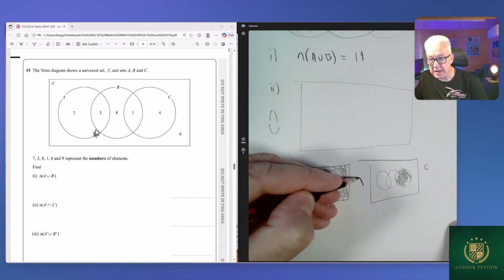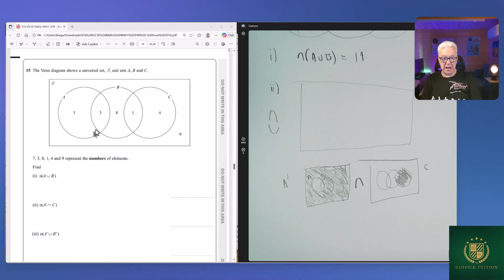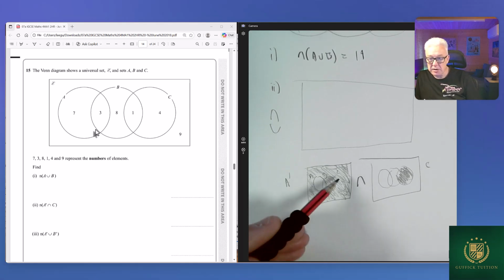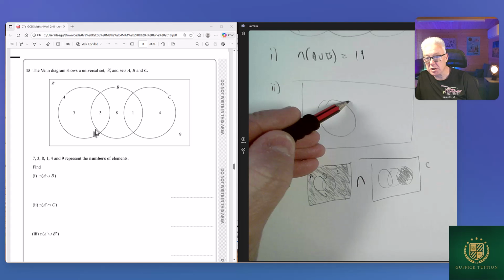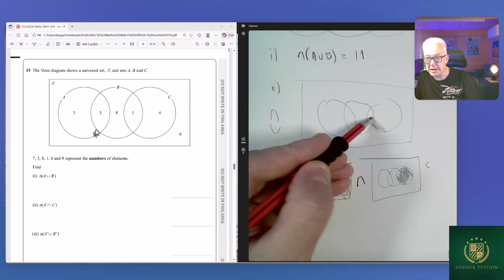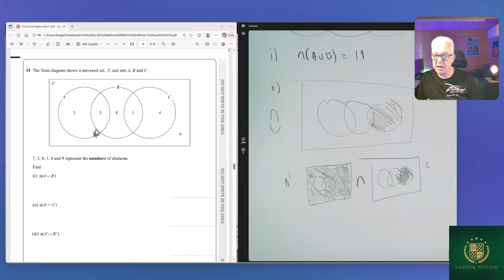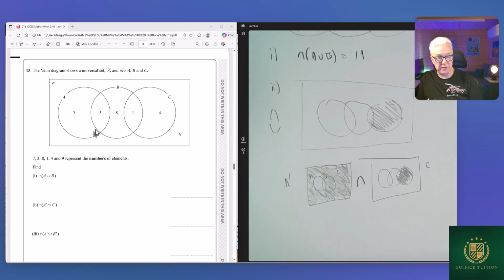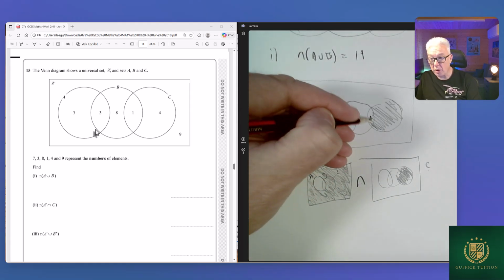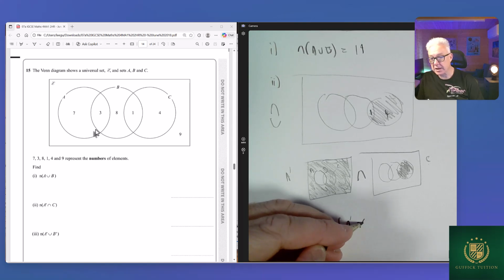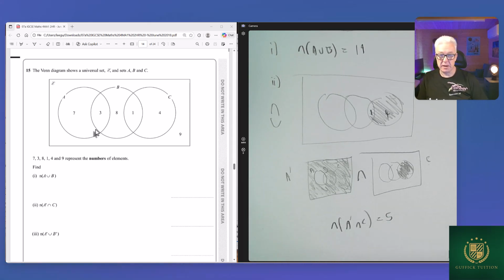Now, when we have the intersection of not A and C, we're only allowed to shade something in if it's shaded in both of those regions, okay? And you can see from those 2 separate sketches that the only region that's common to both of them is actually C itself, okay? So that's going to be our not A intersection C. It's going to be that region that I've shaded there, which is going to be the 1 from there and the 4 from there. So the number of elements that's in not A intersection C is 5. All right, that's that one.